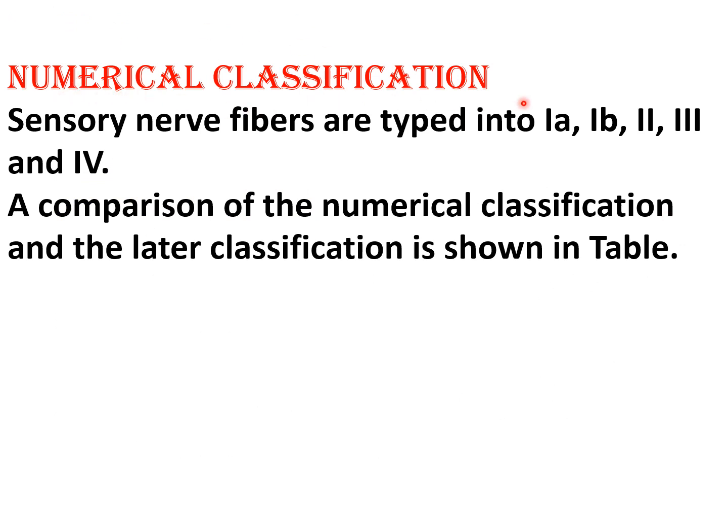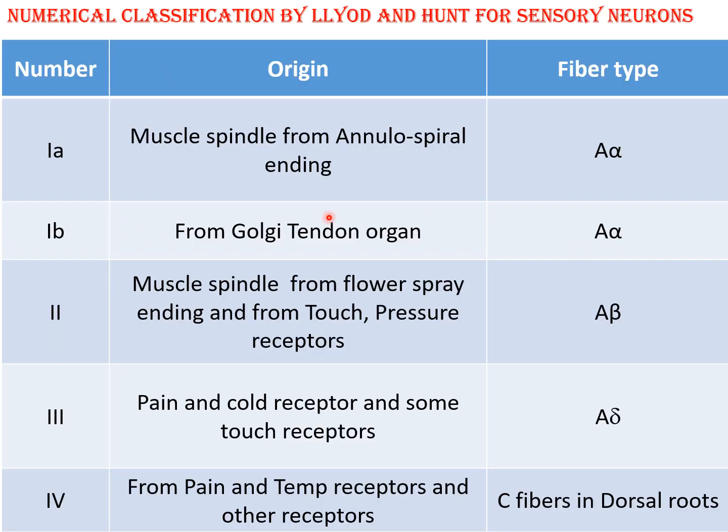Then numerical classification. Sensory nerve fibers are typed into 1A, 1B, 2, 3 and 4. A comparison of the numerical classification and the later classification is shown in this table.